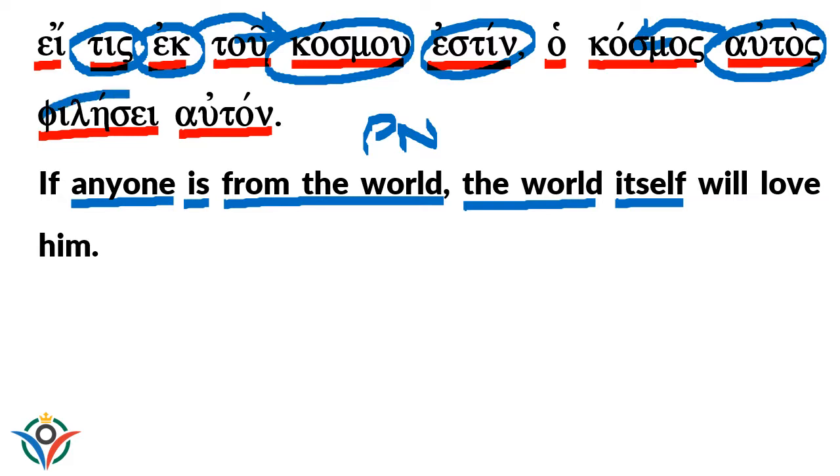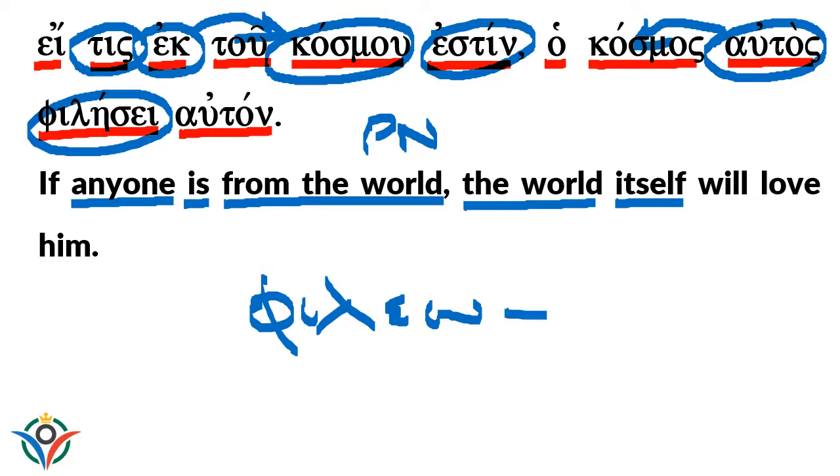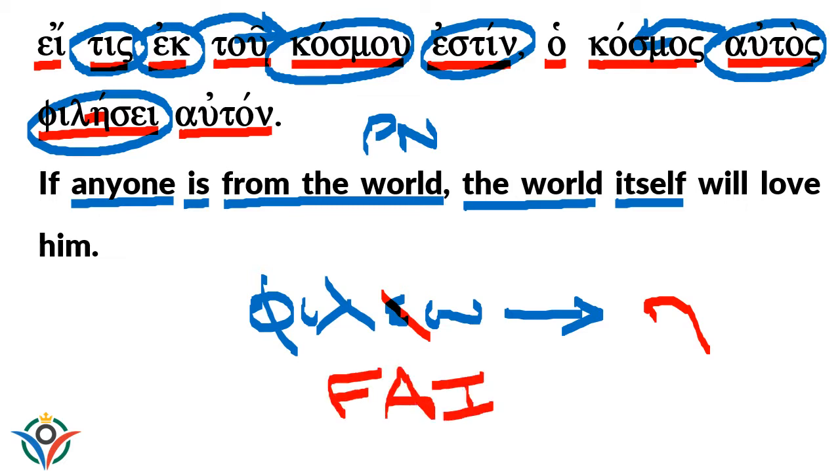And then we have this verb, philēsei, which is from our new vocab. So it comes from phileō. So what's happened is that in the future, the epsilon has lengthened to an eta. So that's why we have the eta here. So this is really just a simple future active indicative third person singular. So we translate that as will love, and then we have auton, him. So if anyone is from the world, the world itself will love him.